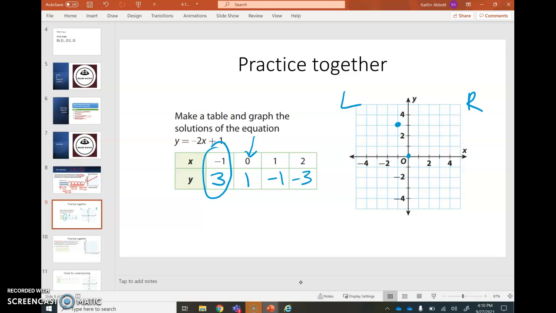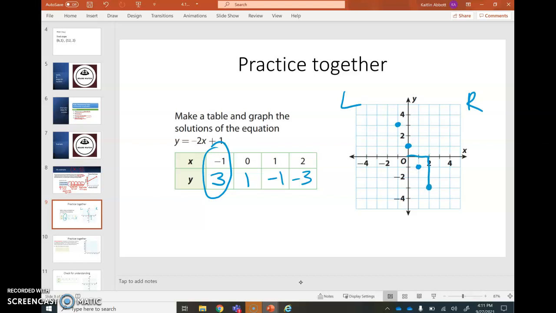Okay. Next I got 0, 1. 0 for the x tells me to stay, and then 1 tells me to go up. So I'm going to go up 1. I'm going to erase this dot so you don't get confused. Okay, now I got positive 1 on the x. Does that tell me to go left, right, or stay? Tells me to go right 1, and negative 1 on the y tells me to go down 1. You see a pattern in the dots yet? Okay, now we got 2, negative 3, so I'm going to go 2, and negative 3.